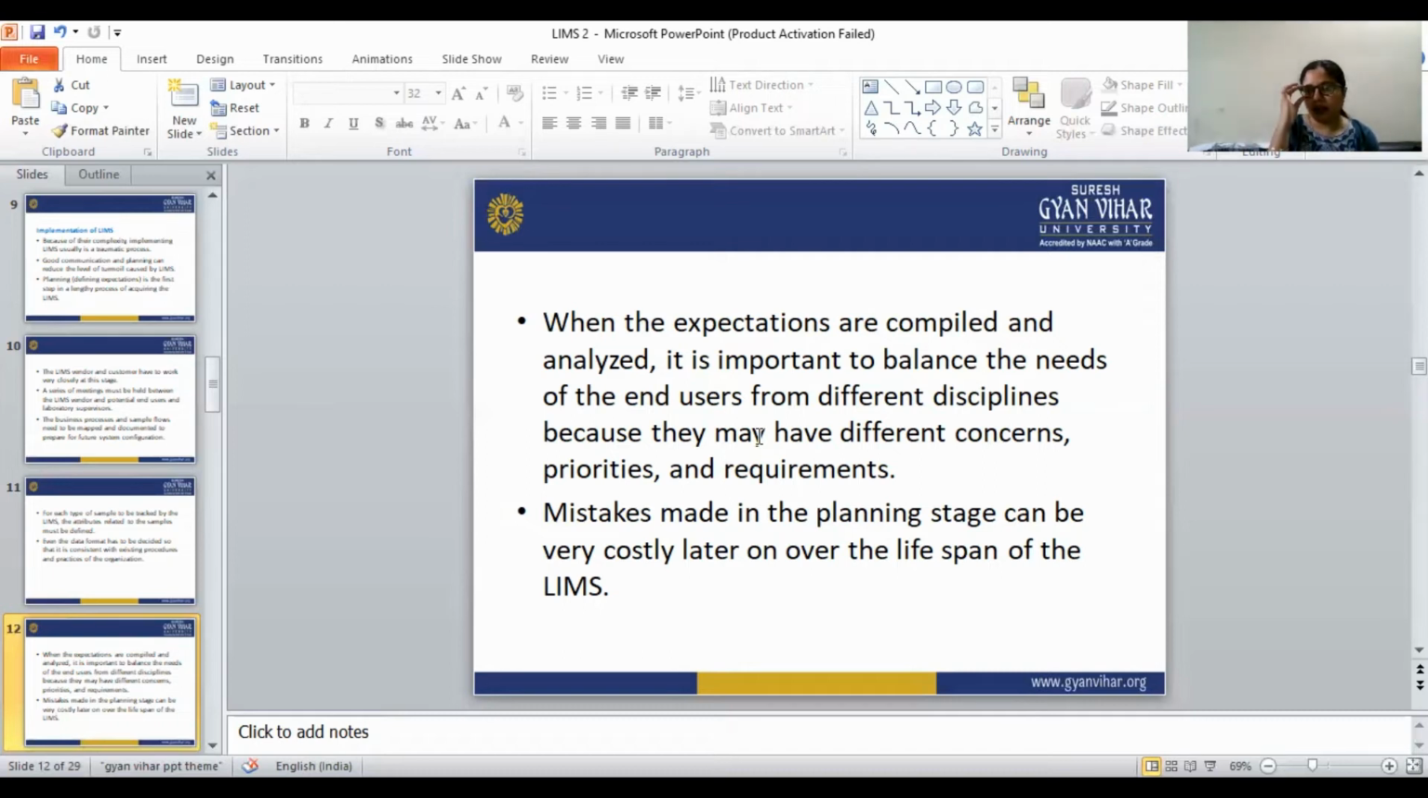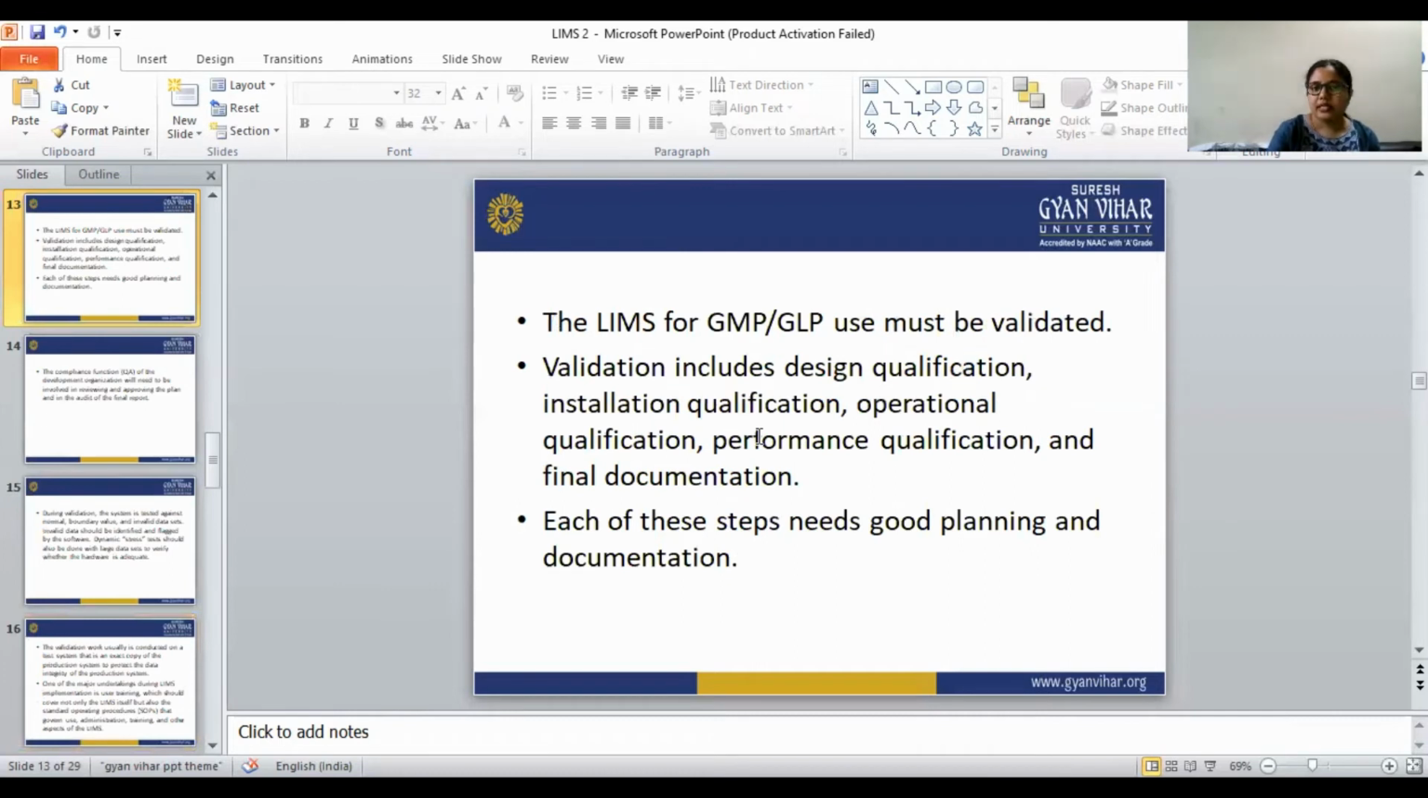So planning is the compulsory thing. The LIMS for GMP or GLP must be validated, okay. GMP stands for Good Manufacturing Practices, and GLP stands for Good Laboratory Practices, okay. When the LIMS is used in GMP and GLP, it should be validated. Validation includes design qualification, installation qualification, operational qualification, performance qualification, and the final documentation, okay.